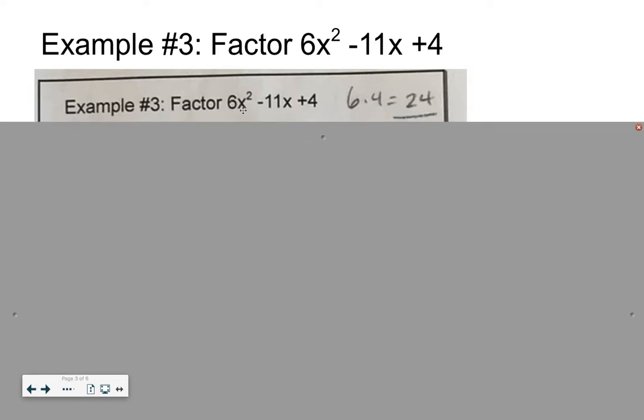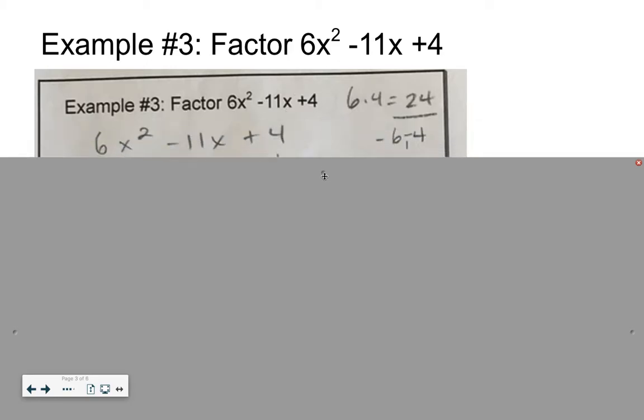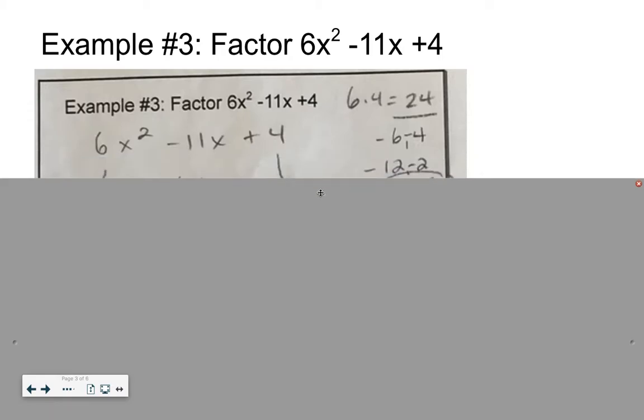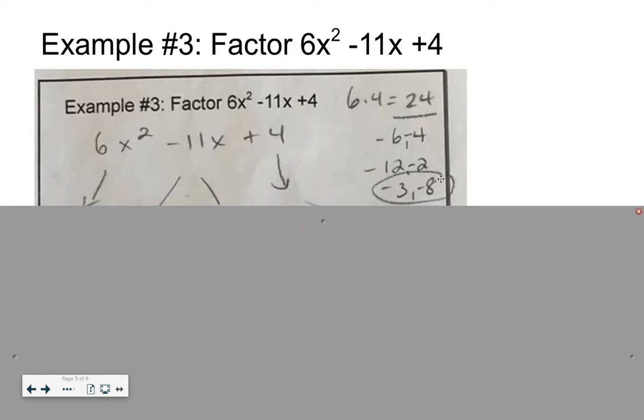So for example 3, same beginning steps. I'm going to do 6 times 4, which is 24. Looking for factor pairs of 24 that add to negative 11. So my initial thought is negative 6 and negative 4, but that adds to negative 10. So I've got to keep trying. Negative 12 and negative 2, that'd be negative 14. We're getting closer. Negative 3 and negative 8, that will work to add to negative 11.